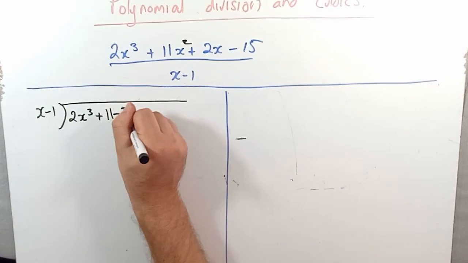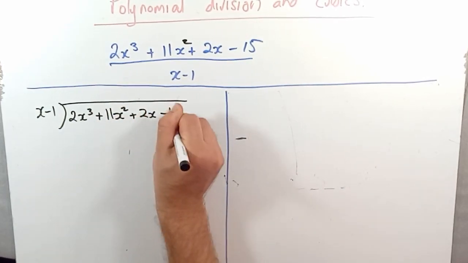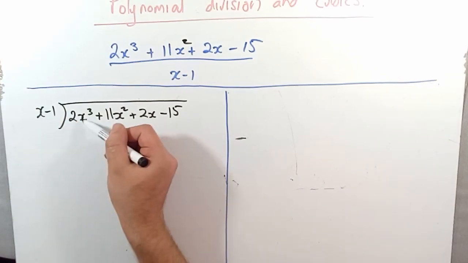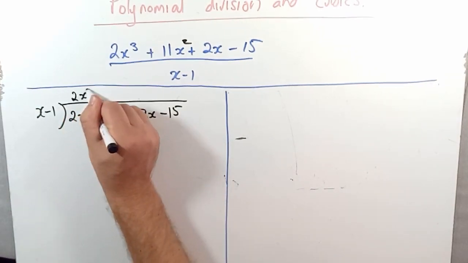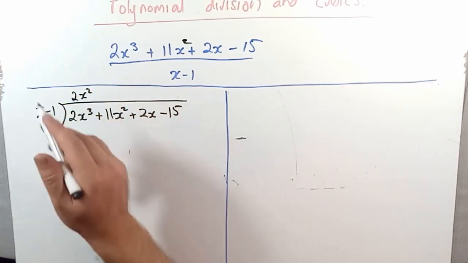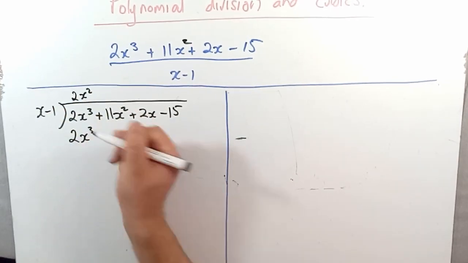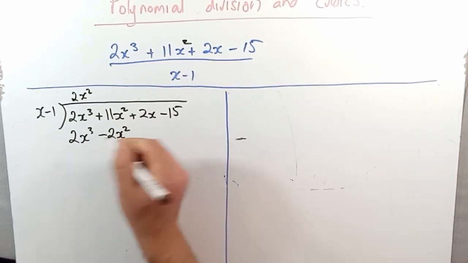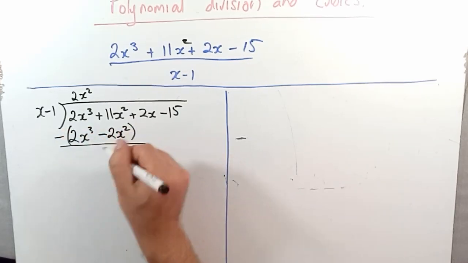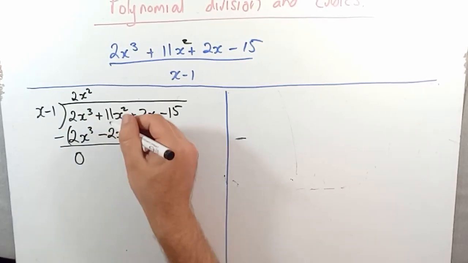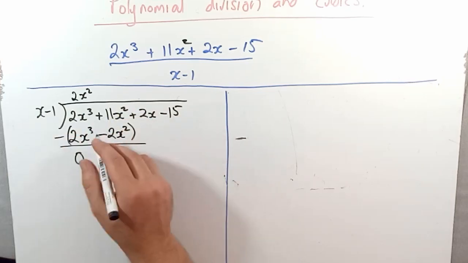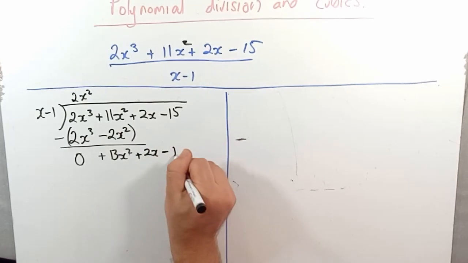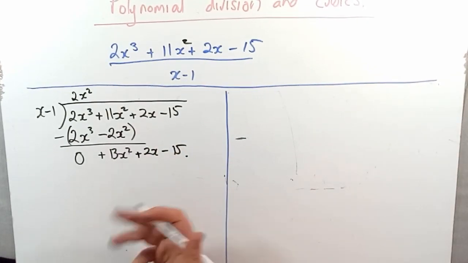2x cubed plus 11x squared plus 2x minus 15. Okay. So how do we do this? We go, how many times does x go into this one? So it goes in 2x squared times. So then you go 2x squared times x, 2x cubed, 2x squared times negative 1, negative 2x squared, and then I minus it all away. So I should get 0 here, which is perfect. And then I get 11 minus 2, plus 13x squared plus 2x minus 15. Okay. And then I start the whole process again.